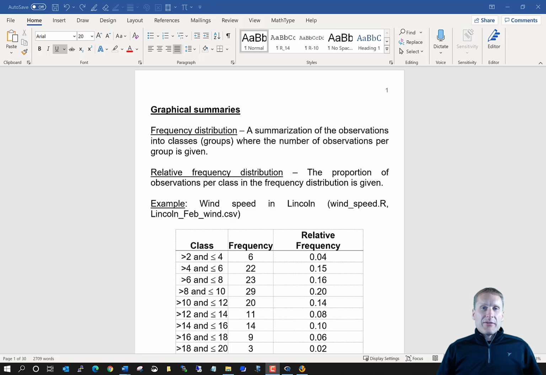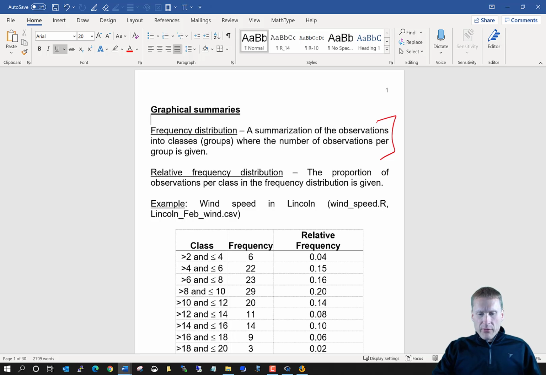Okay, so to begin here, we're going to take a look at something that's actually not a plot. It's actually a table, and it's called a frequency distribution. A frequency distribution is a summarization of the observations in terms of the numerical values into classes or groups, where the number of observations per group is given.